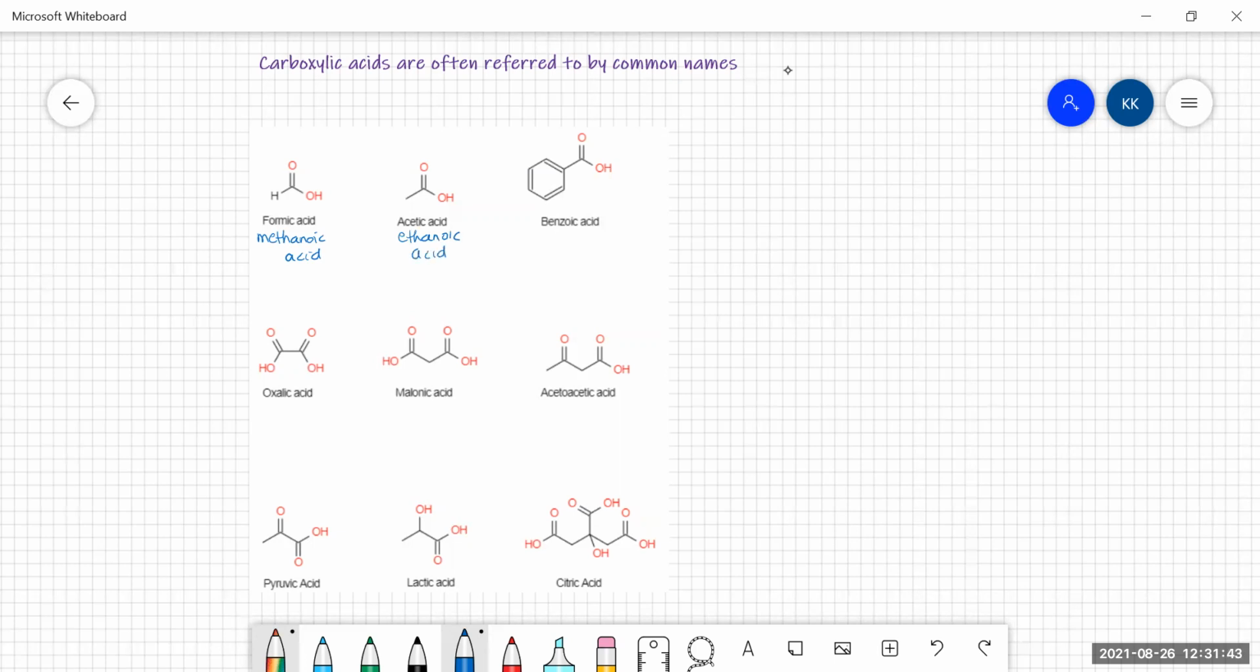And benzoic acid. Benzoic acid is a benzene ring with a carboxylic acid hanging off of it. So a whole heap of acids there that are referred to by common names. Propanoic acid is also called propionic acid. Butanoic acid is also called butyric acid. So just having a bit of knowledge of those common names helps you understand sometimes what people are talking about.